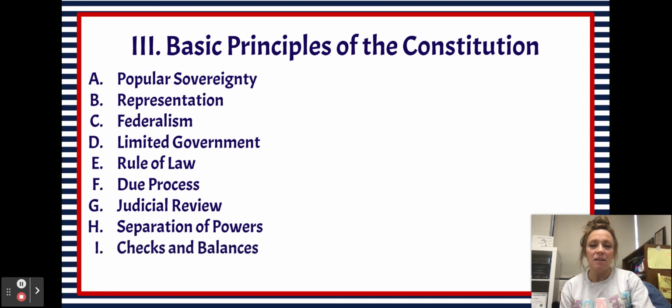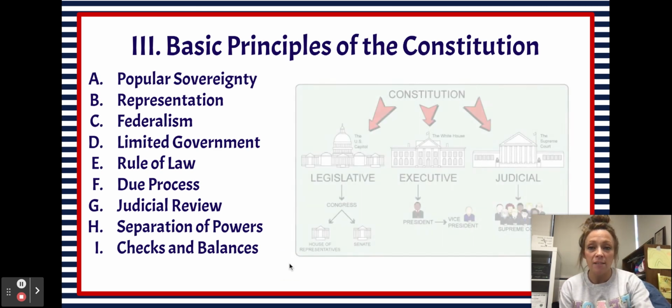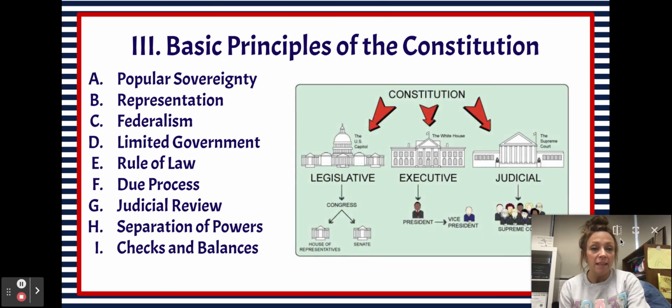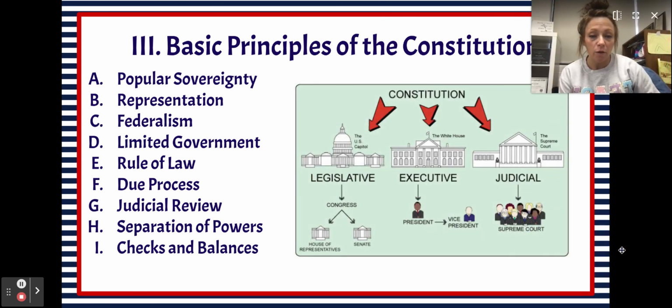And then checks and balances, and this is going to take us into a really in-depth discussion in class. Checks and balances is the idea that each branch has responsibilities in other branches to ensure a balance of power. Here's an image that you've probably seen before talking about the three branches of government and the people that serve in them. And I will stop there.